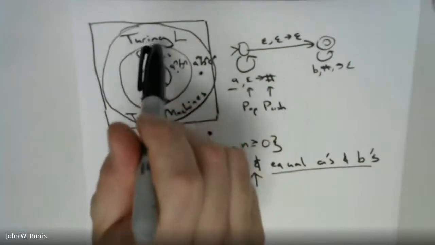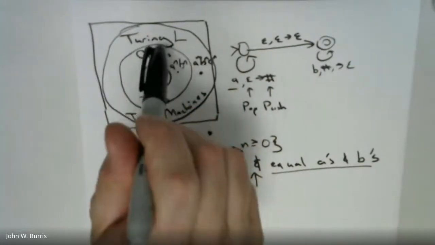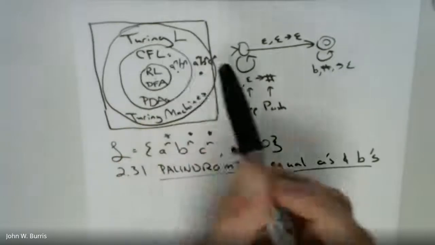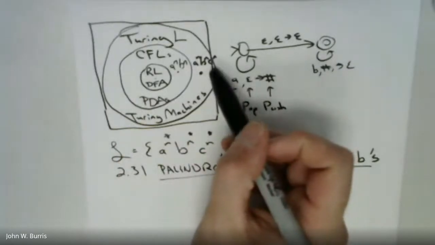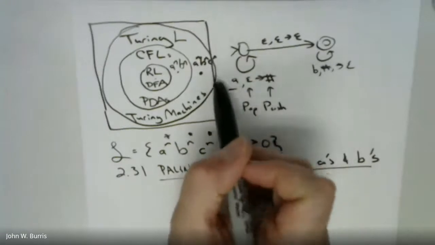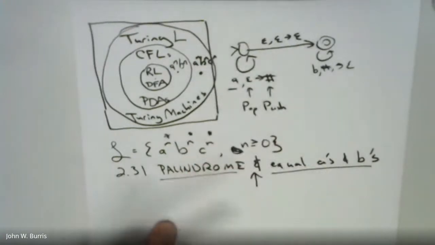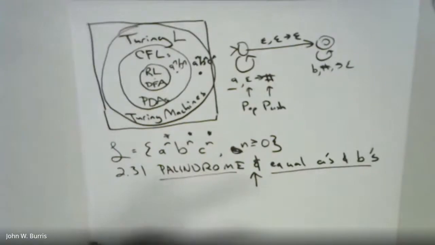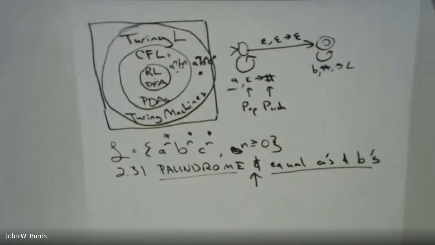And what does that mean? It means that there's a computer, that the computer can compute the language A to the N, B to the N, C to the N. All right, so this is a huge, huge, huge advancement in where we're at. And it's only a slight modification to what we saw with the PDA.